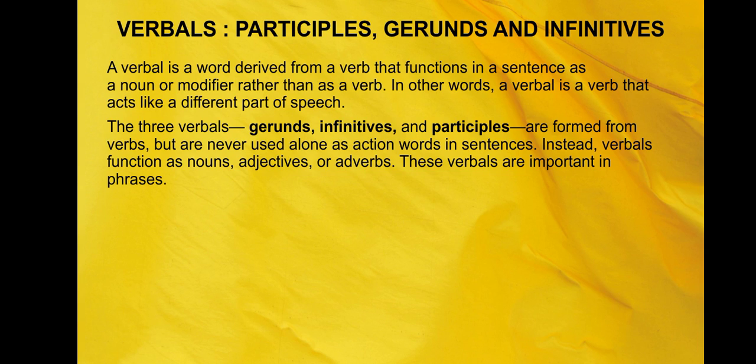There are three verbals. They are gerunds, infinitives, and participles. And these three are formed from verbs. They are never used alone as action words in sentences. Instead, they function as nouns, adjectives, or adverbs. These verbals are important in phrases.